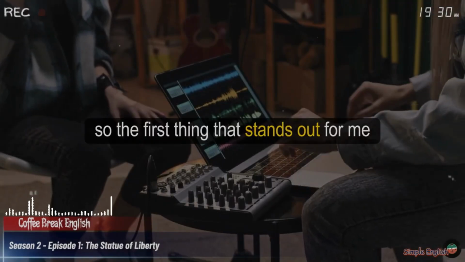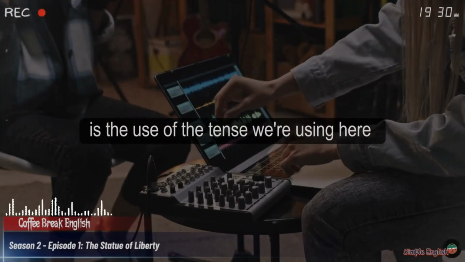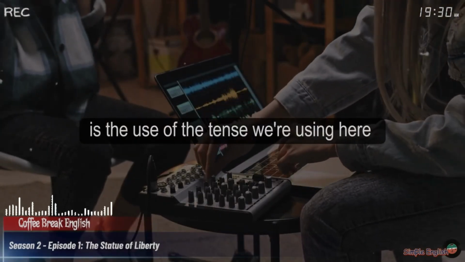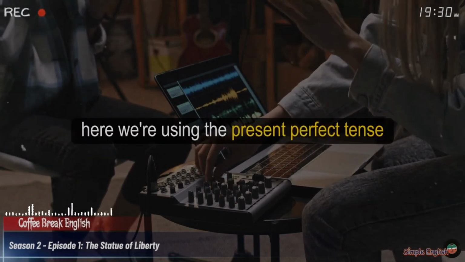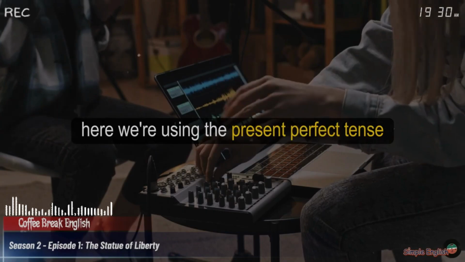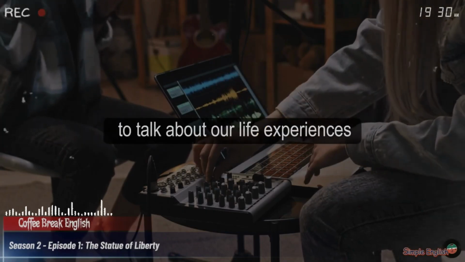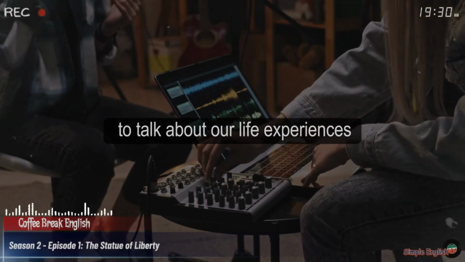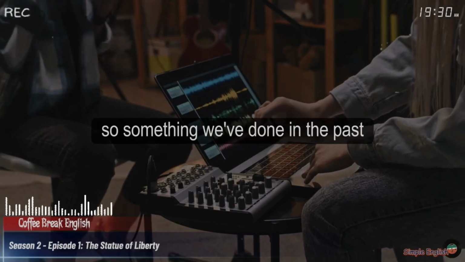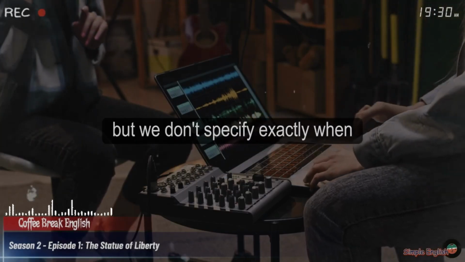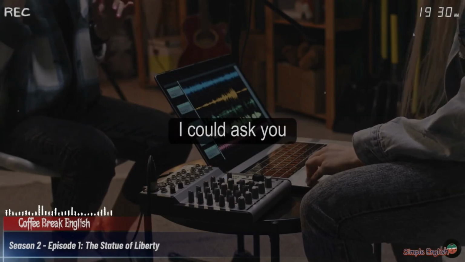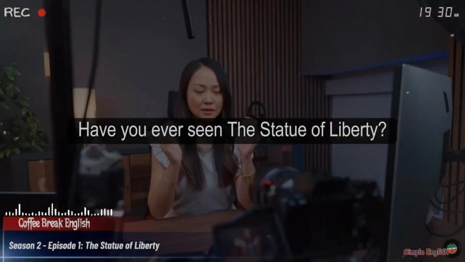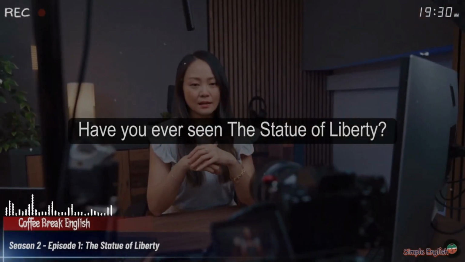So the first thing that stands out for me is the tense we're using here. If you've ever seen. Here we're using the present perfect tense to talk about our life experiences. So something we've done in the past, but we don't specify exactly when. For example, Mark, I could ask you, have you ever seen the Statue of Liberty?